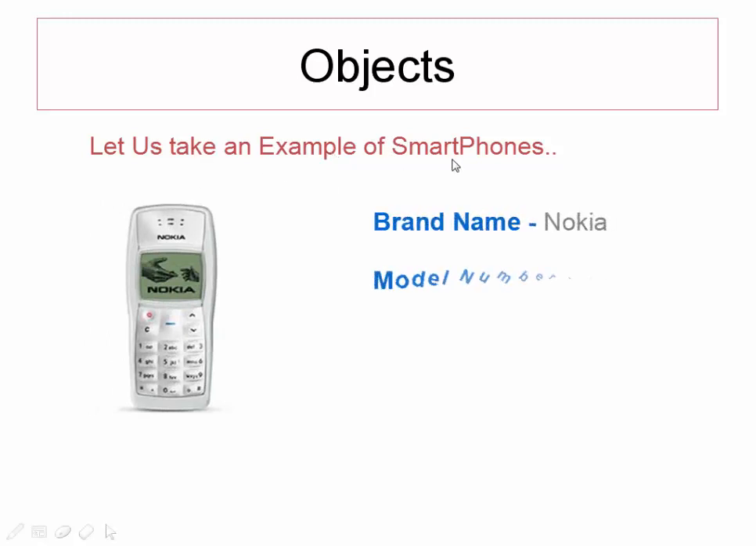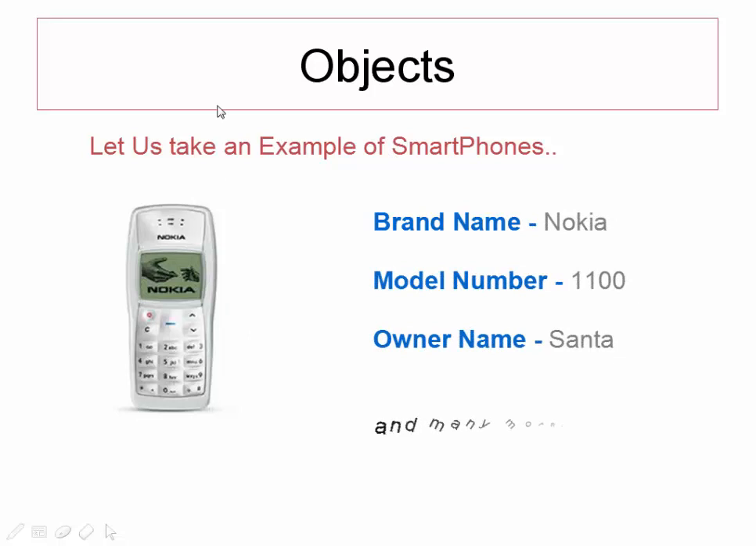Let us take an example of a smartphone. I'm using the Nokia 1100 and you might be thinking that it's not a smartphone, and you are right. But I like the Nokia 1100 very much because I cannot afford any other mobile like that. So let's get back to the work.